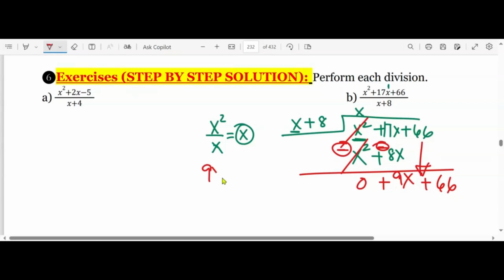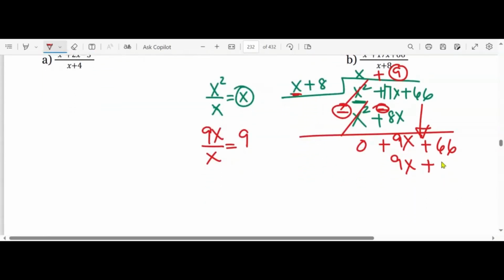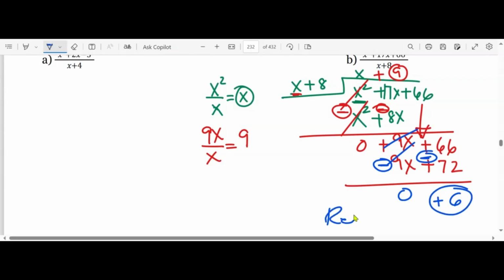Now you take the 9x and you divide by x. Gives you what? 9. Then you put 9 here. Then you multiply the 9 by x and by 8. You get 9x. 9 times 8, how much? 72. Then you change the sign. This becomes negative. You cancel, you get 0. This becomes negative. And subtract this from this, you get what? 6. Positive. So that's called the remainder.